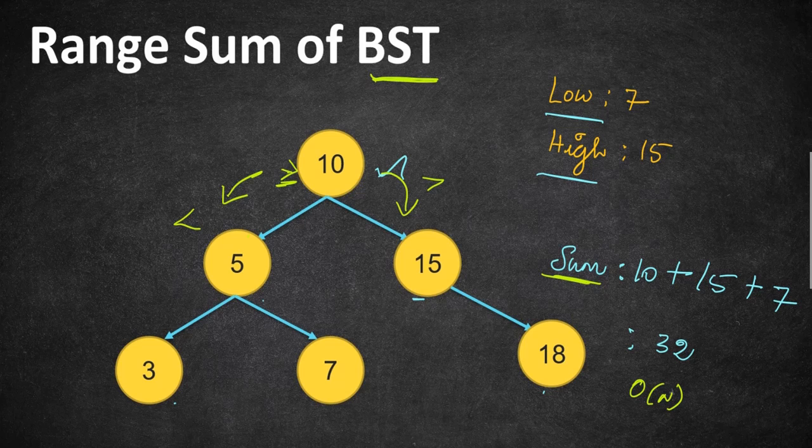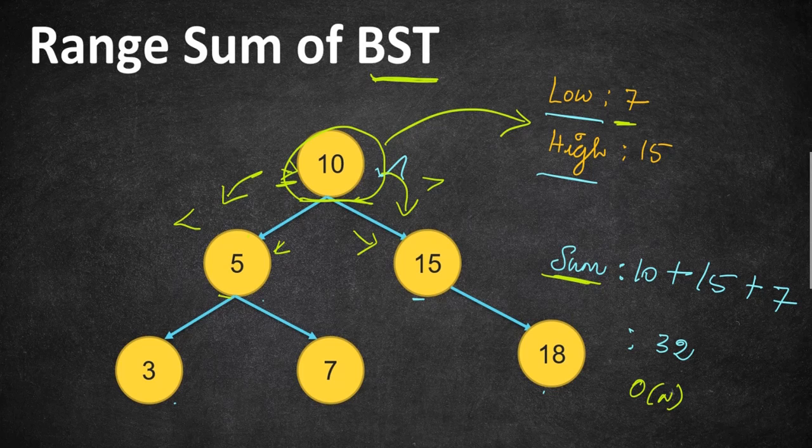So let's start from the very first node, which is 10. Since 10 is in the range 7 to 15, and is not less than 7, both the left side and the right side of this node might have values which fall in the range. So we are going to traverse both the left as well as the right side.